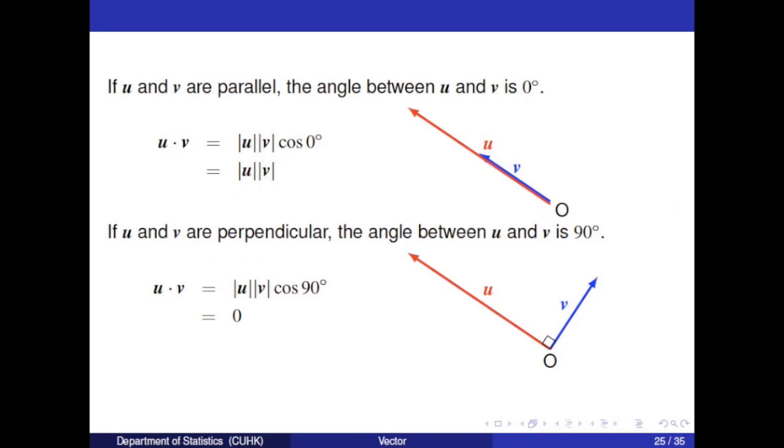Here are some examples of dot product. If U and V are parallel, the angle between U and V is 0 degree. Then U dot V is equal to the length of U times the length of V, since cosine 0 is 1. If U and V are perpendicular, the angle between them is 90 degrees. Then U dot V is equal to 0, since cosine 90 degrees is 0.